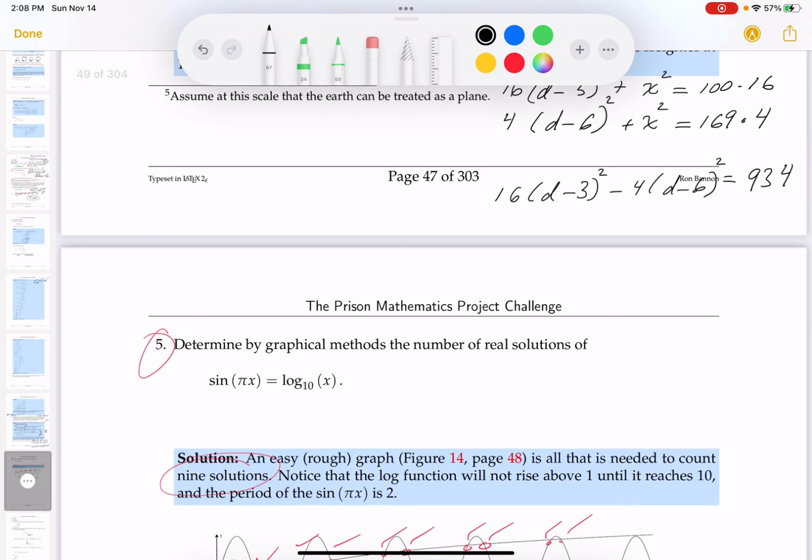And so I write this down, 16 times d squared minus 6d plus 9, minus 4 times d squared minus 12d plus 36 equals 934.